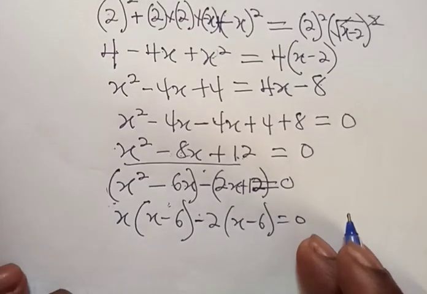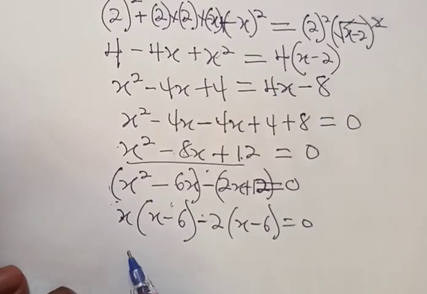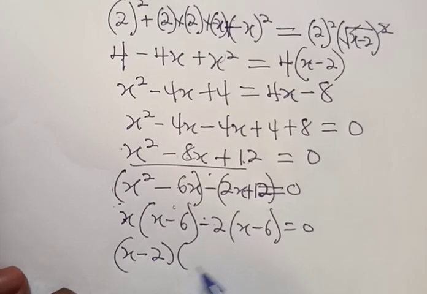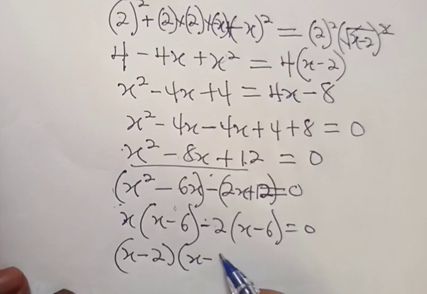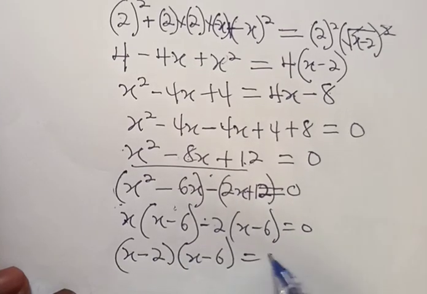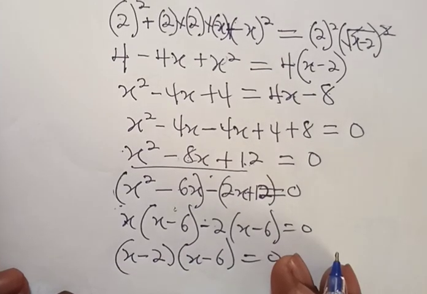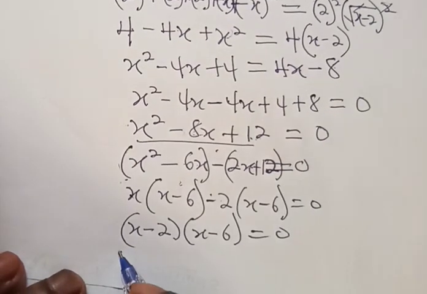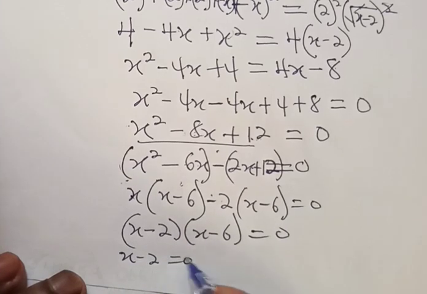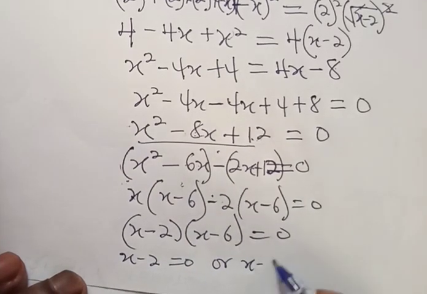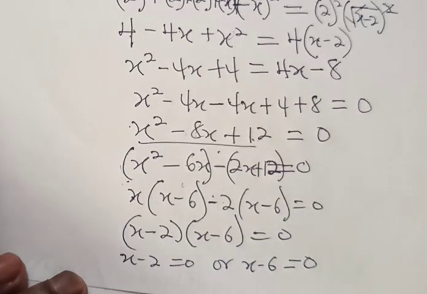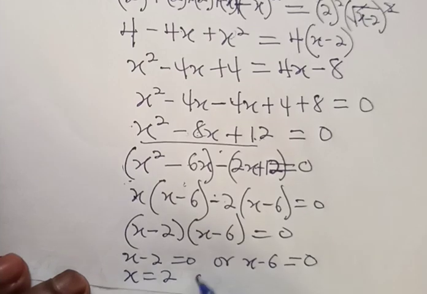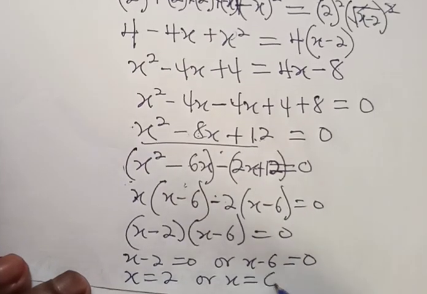All right, good. Then I put those outside the bracket. So I have my x minus 2 and have my x minus 6, which is equal to 0. All right, great, good. So it means that I have x minus 2, which is equal to 0, or x minus 6, which is equal to 0. So my final answer, x is equal to 2, or x is equal to 6.